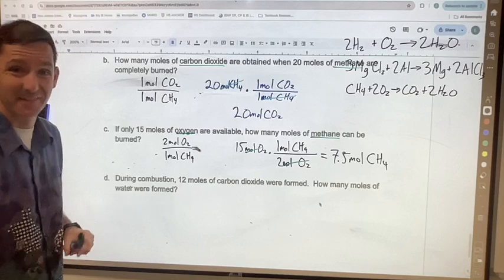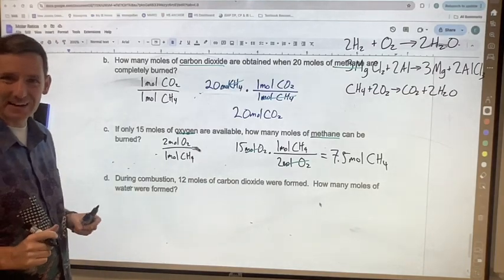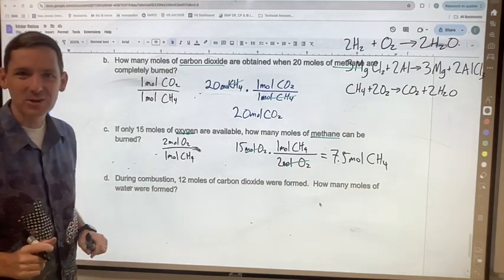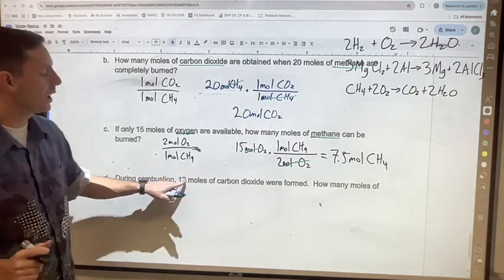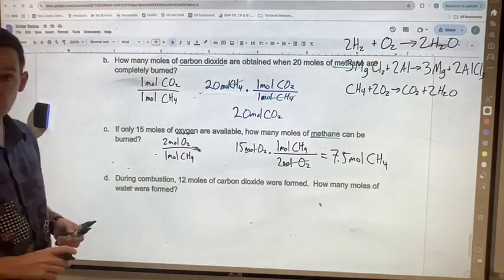That's the answer. All right? Hopefully that's what you got. Hopefully you're working ahead of me now. You're getting a little bit faster. All right? Let's look at the last one. During combustion, 12 moles of carbon dioxide were formed. How many moles of water were formed?